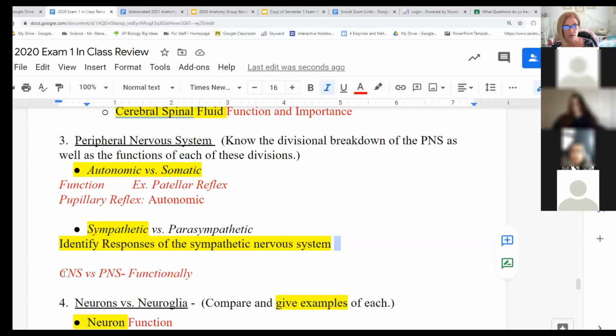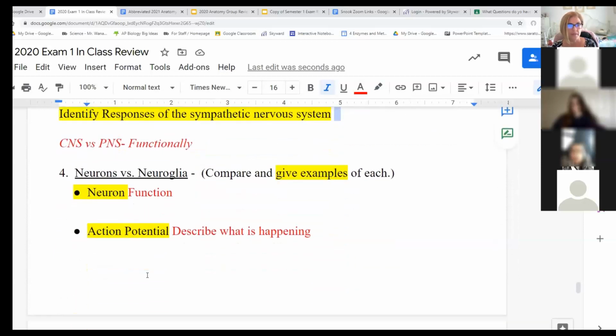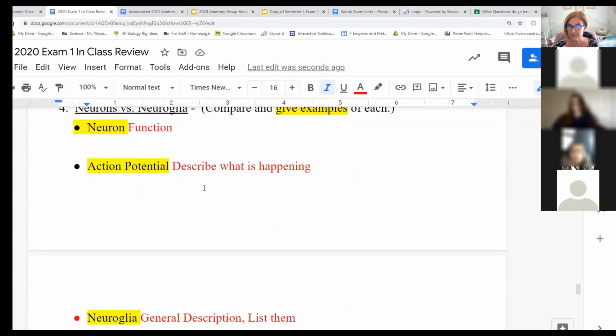CNS versus PNS. So I said integration. PNS is more monitoring. Then you have a list, know your examples of neurons and neuroglia. Neurons are the ones that are sending signals, transmitting impulses. Action potential, this is one of the things that came up in yesterday's thread. You really just need to know that it's a depolarization of the cell membrane. Sodium rushes in and causes that depolarization.